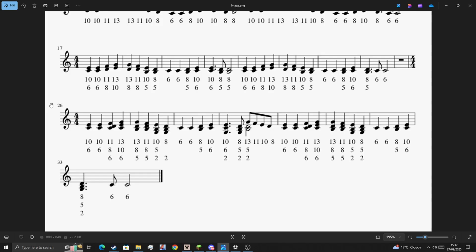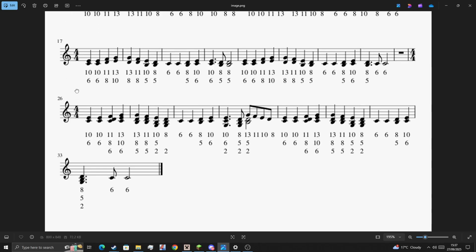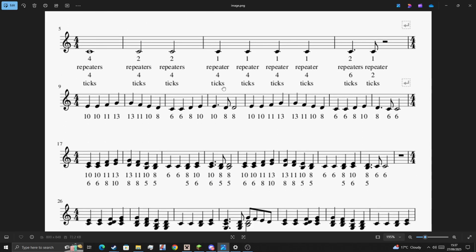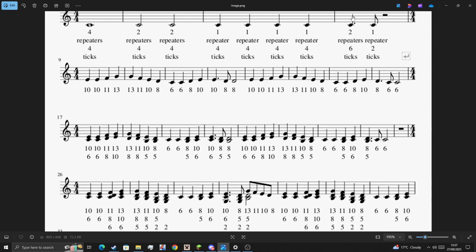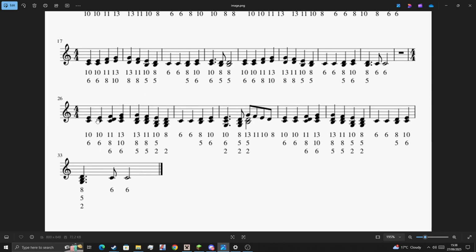I think I probably just started on 26 here and just went through. So you're going to have, like I say, the only thing to pay attention to is your timing. Your timing is all explained right here. If there's a dot, 2 repeaters, 6 ticks. If there's a little squiggly line, 1 repeater, 2 ticks. If it's just a circle note, 2 repeaters, 4 ticks. If it's a normal note, 1 repeater, 4 ticks. So just keep that in mind.